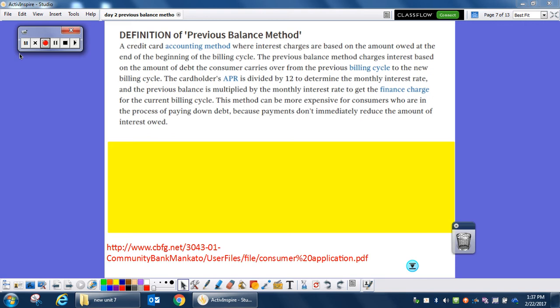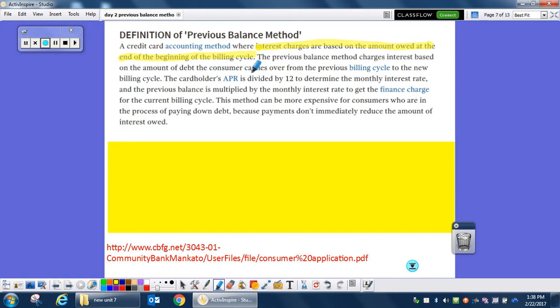All right, so today your lesson is on previous balance. I'm going to go through and highlight important parts of this little paragraph here. So it's on a credit card where you're charged interest based on the amount you owe at the beginning of your billing cycle. So sometimes you have money that carries over.